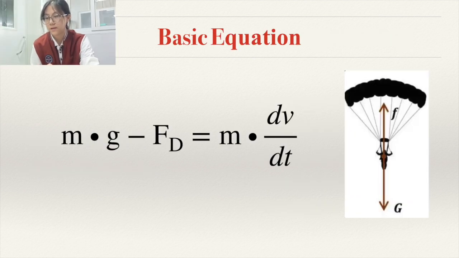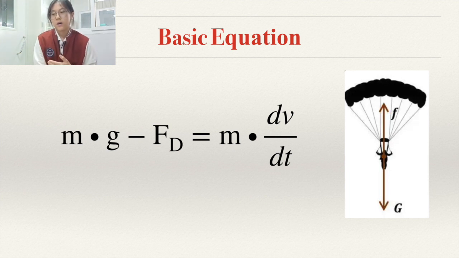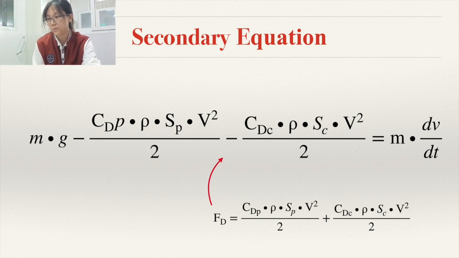So this is the basic equation I use. It is basically Newton's second law, where mg is the downward weight of the capsule and the parachute, and Fd is the upward drag force delivered by the air. And this net force is equal to m multiplied by dv over dt, which is the acceleration. And this is the secondary equation where I put the Fd into the basic equation.